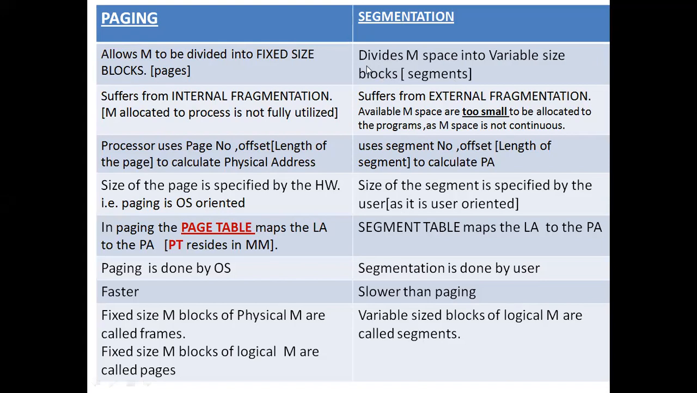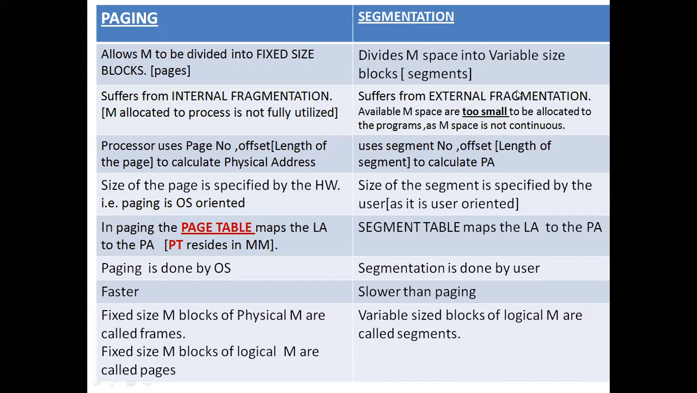Okay, in case of segmentation, again the memory has been divided into variable size blocks, and these variable size blocks are called segments. So paging suffers from internal fragmentation, right? The meaning of internal fragmentation has been rightly written here: memory allocated to the process is not fully utilized by the process, and this will happen in case of paging. And segmentation suffers from external fragmentation.